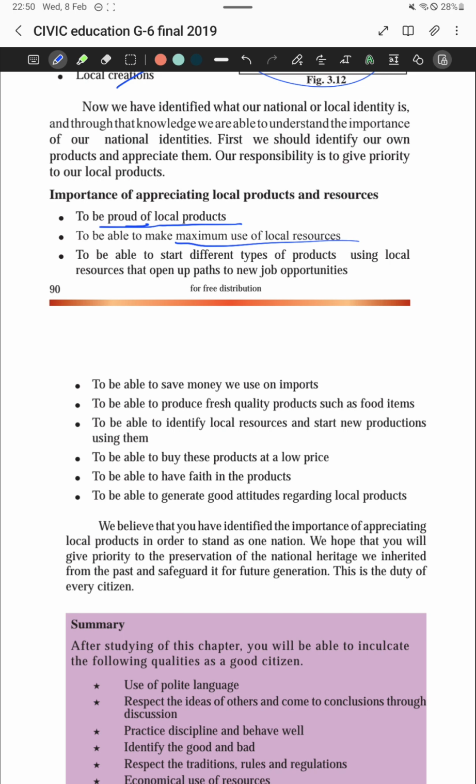Then everybody will get a good job and they will be proud about the country and they will work for the country's future, right? So always start different types of products using local resources to open the path for new job opportunities, right? And save money for the country, right? And fresh quality products you can create by using your own resources of the country.